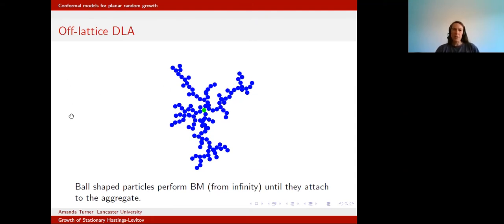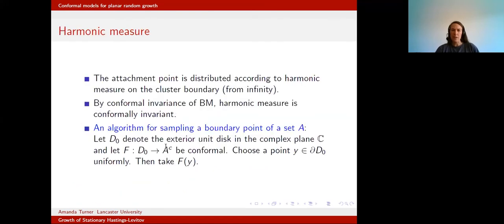What's the hitting distribution of a Brownian motion on the exterior of the unit disk? Well, because everything's completely isotropic, the hitting distribution must be uniform. And so where are we going to attach our particle in this picture? Well, we just map to the image under this map of that uniform point. And so that's essentially what I've done here. And so just a bit of terminology, we call harmonic measure the measure of the hitting distribution of Brownian motion on a cluster boundary, as seen from infinity. By conformal invariance of Brownian motion, harmonic measure is conformally invariant. And so that gives us this algorithm for sampling a boundary point on this very irregular set.